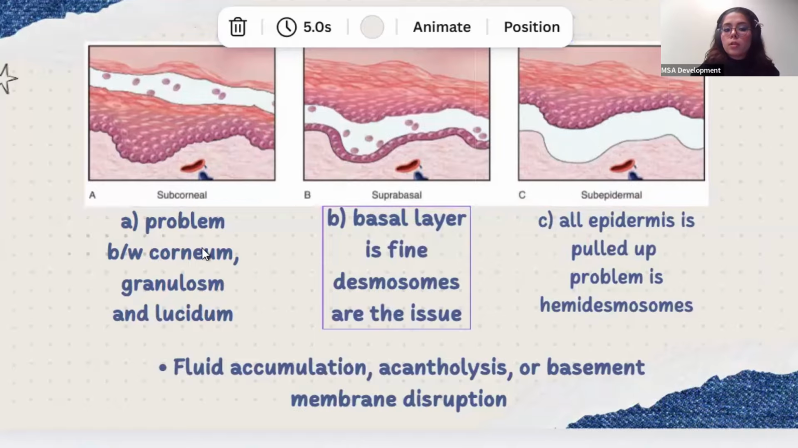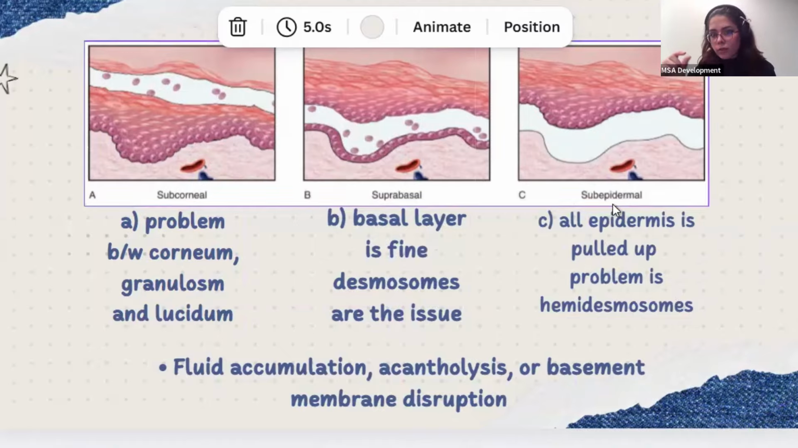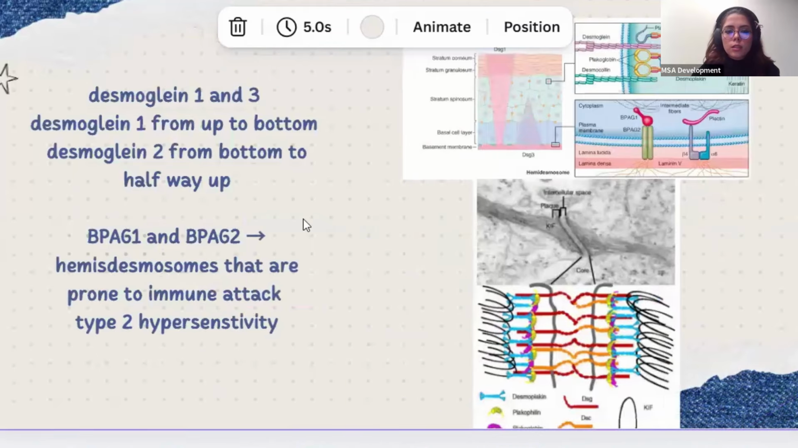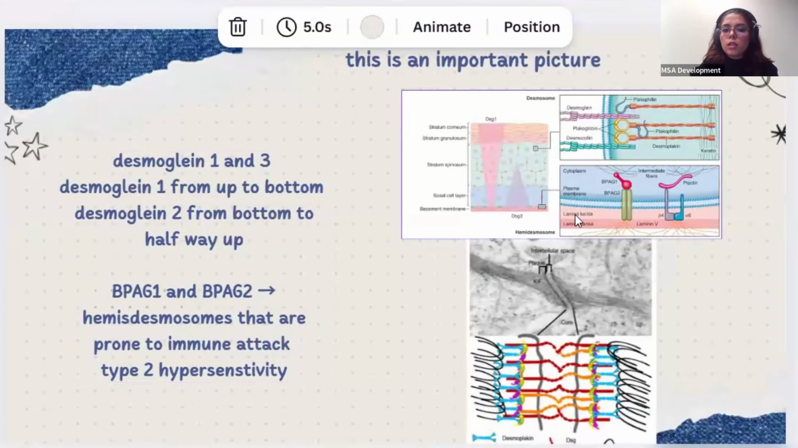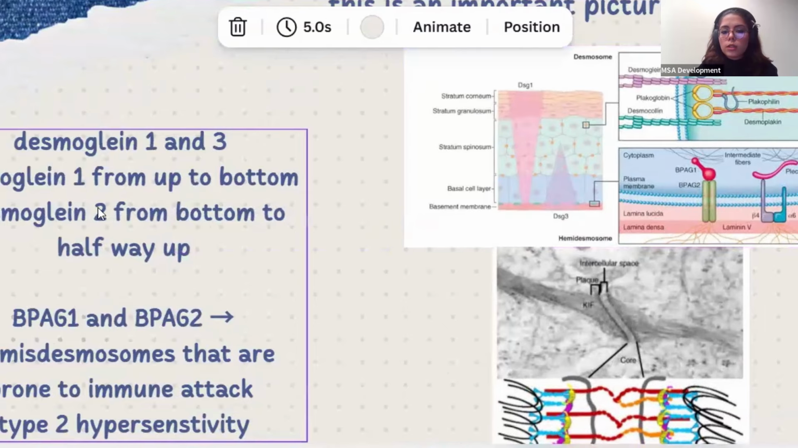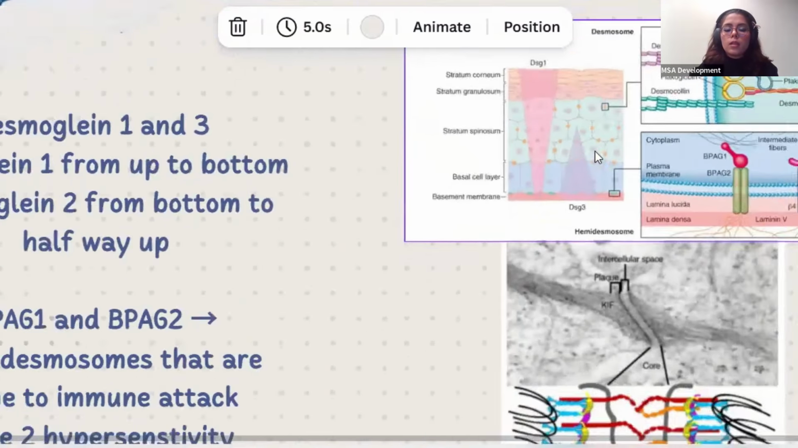Basement layer: the problem is between the corneum, granulosum, and the lucidum. Basal layer is fine. It's just the desmosomes, the nails connecting the cells to each other, that aren't fine. In the subepidermal type, the hemidesmosome, half of a desmosome, isn't fine. There are a few proteins you need to know, mainly desmoglein 1 and 3. Desmoglein 1 is from the top to the bottom. Desmoglein 3, sorry, is from the bottom to halfway up.